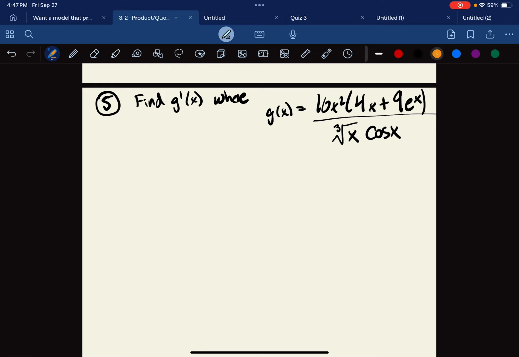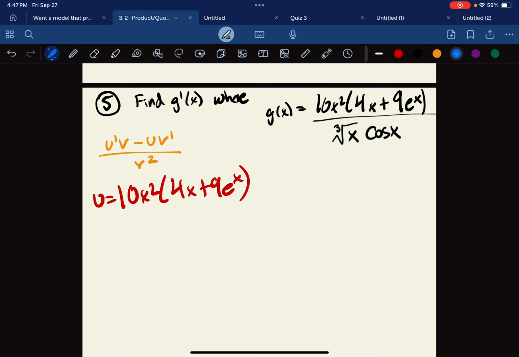So we would just step through this, start with our quotient rule, because our whole thing is a fraction, right? Our whole thing is a fraction, so the whole thing is going to be a quotient rule problem. So let's start with our numerator, which we will say is our u, 10x squared times 4x plus 9e to the x. Then let's have our denominator, cube root of x, cosine x.